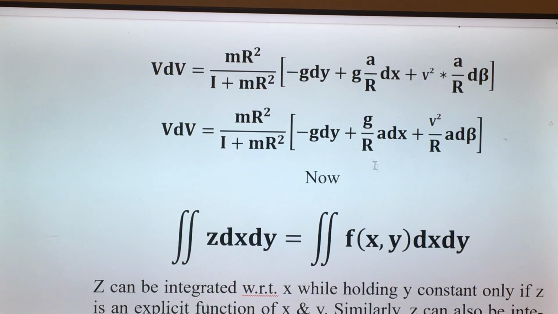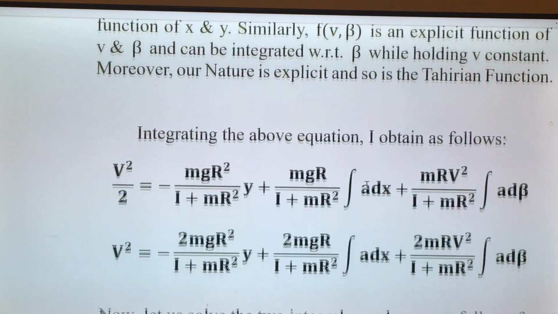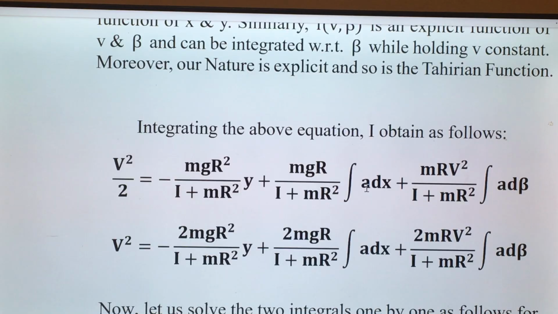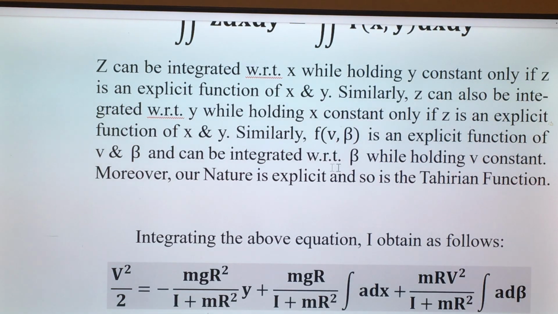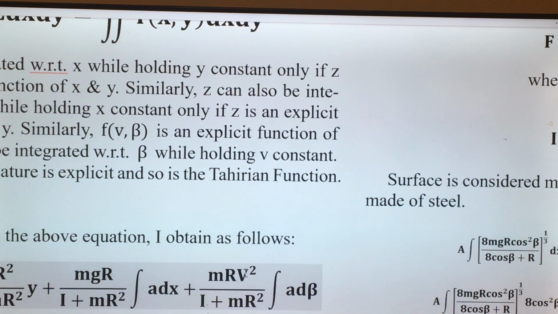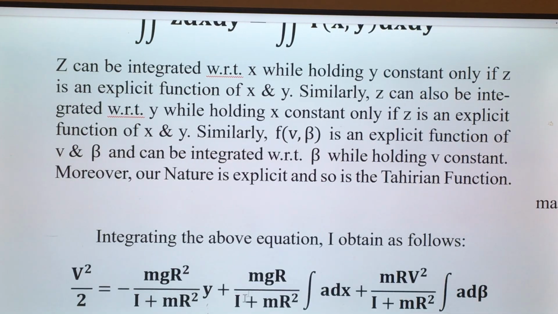Similarly, F(v, beta) is an explicit function of v and beta and can be integrated with respect to beta while holding v constant. Moreover, our nature is explicit and so is the Tabor function. You see, we held v constant, we take it out and integrate with respect to beta. Because it was an explicit function of v and beta, when we integrated with respect to beta while holding v constant, we took v out, like you do in iterated integrals when you find volume of surfaces in calculus.